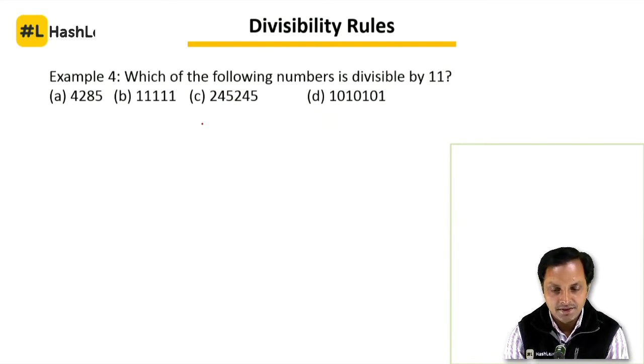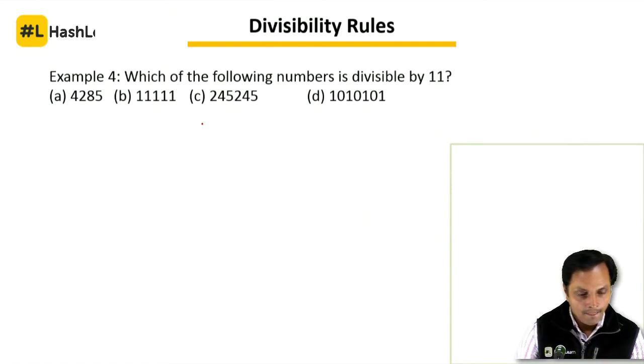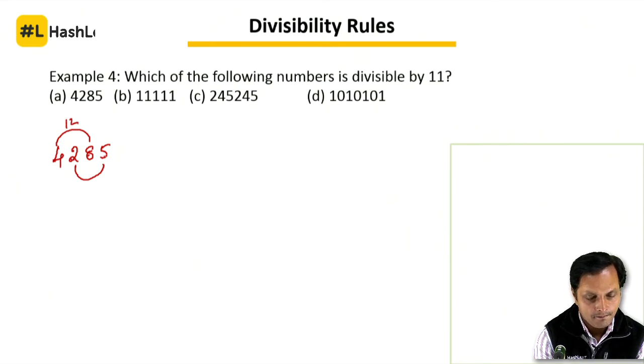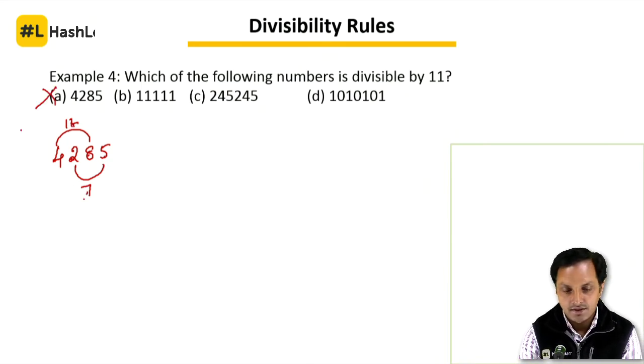Which of the following numbers is divisible by 11? Let us check one by one. 4285, you take the alternate numbers. 8 plus 4 is 12, 5 plus 2 is 7. These two are not the same. Option A is wrong, because the rule is alternate digits, when you add, the sums should be the same or the difference should be divisible by 11.